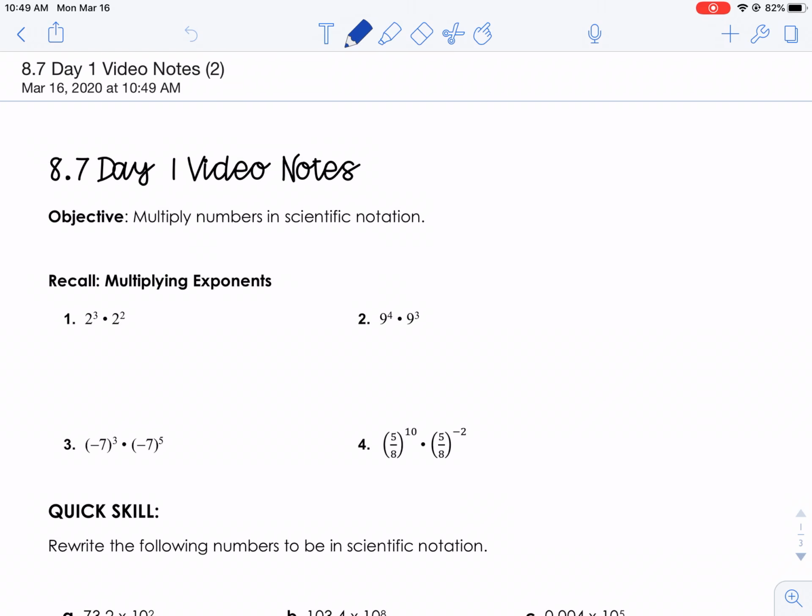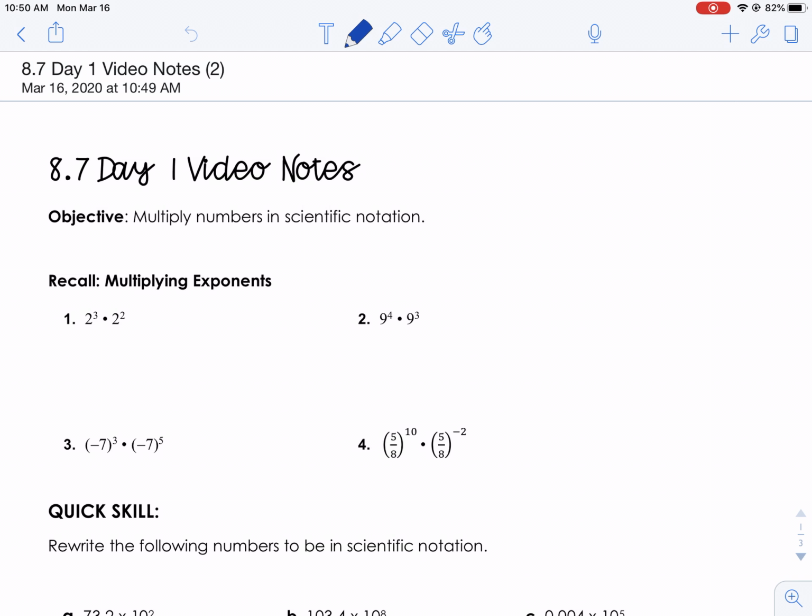All right, this is the 8.7 Day 1 video. The objective of this lesson is to multiply numbers in scientific notation. Before we get to that part, we need to go over two things. The first thing is remembering a skill that we had learned before. And the second thing is a quick skill that we'll need to use when we're in the middle of some of these problems.